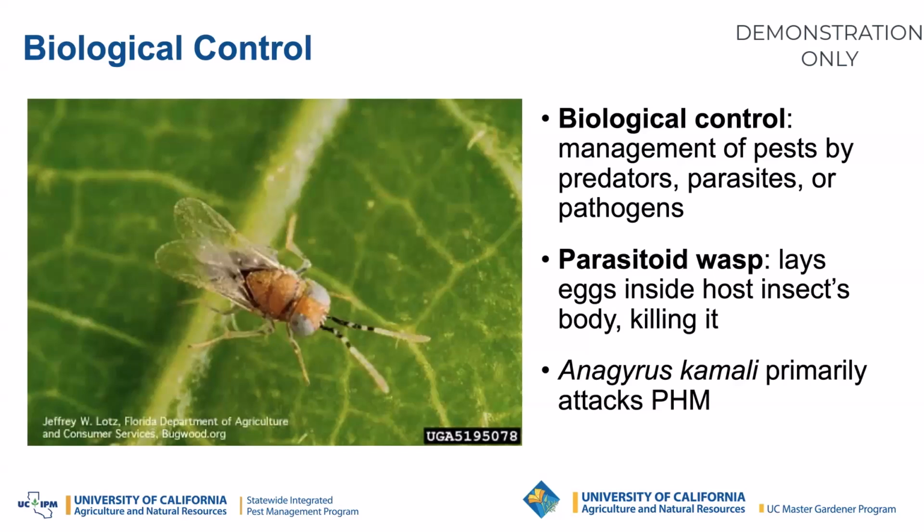Biological control is the management of pests by their natural enemies, which are predators, parasites, or pathogens. Invasive species like PHM often lack natural enemies in California. Natural enemies found in an invasive pest's native range are sometimes brought to California for use in biological control.